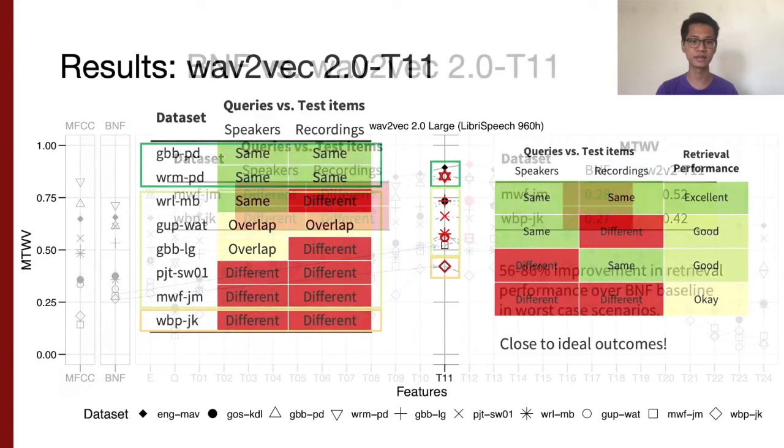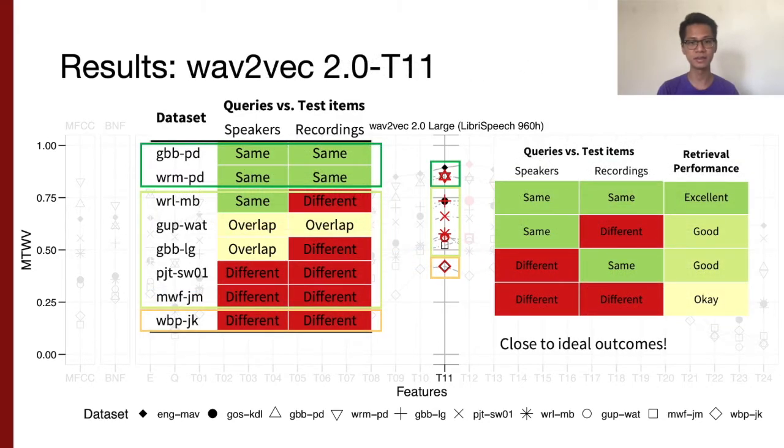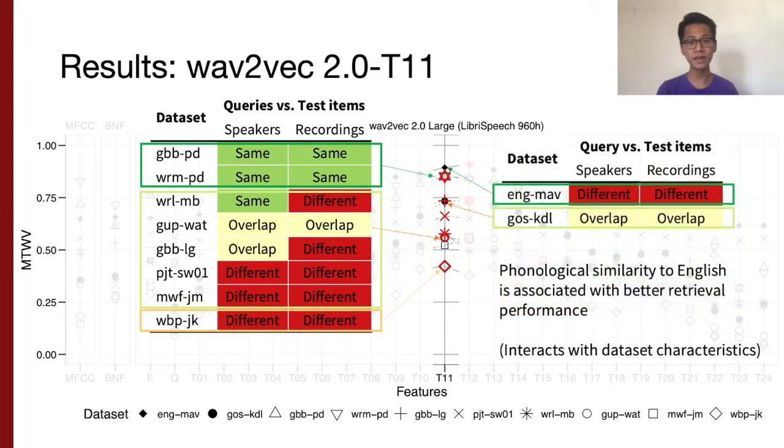Looking at all the datasets, we can see that the retrieval performance that we get with Transformer Layer 11 is close to the ideal outcomes, where for the same speaker and same recordings datasets, the retrieval performance is excellent. For the datasets with overlapping speakers and recordings, the performance is still good, but most importantly, for the most difficult datasets, the performance is actually quite acceptable. Another thing we can see is that retrieval performance was relatively higher on the English and Dutch datasets than on the Australian languages with similar dataset characteristics.